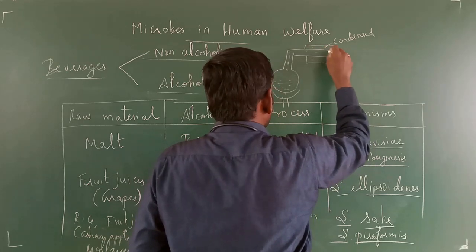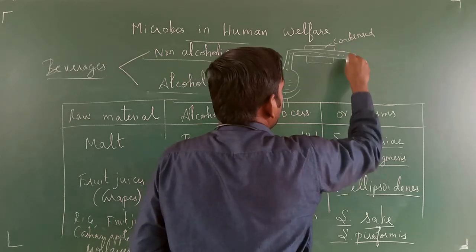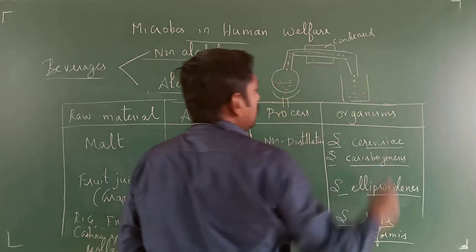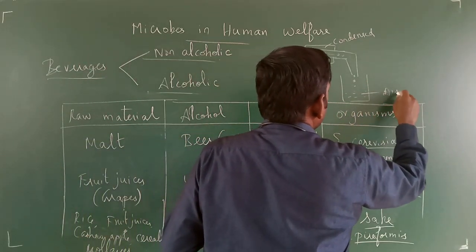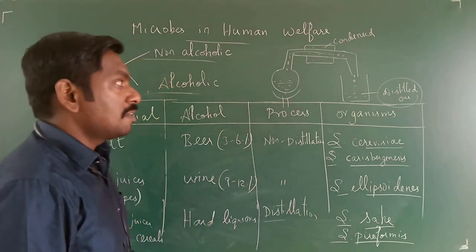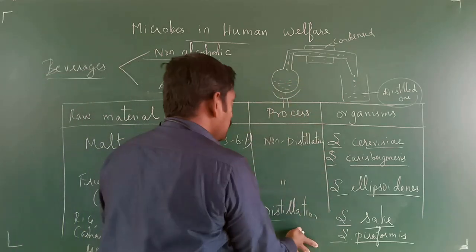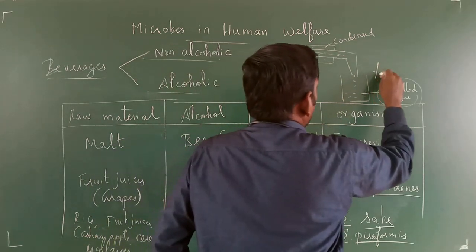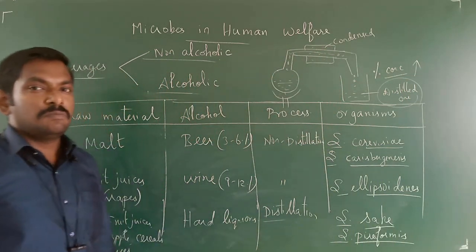The condenser cools down the steam which is coming out, and you get droplets of liquid which are collected in a container. This liquid is called the distilled one. You have single distilled water or double distilled water; water also undergoes the distillation process. Like that, the liquor which is produced is condensed, so the percentage concentration increases in the case of distilled beverages.